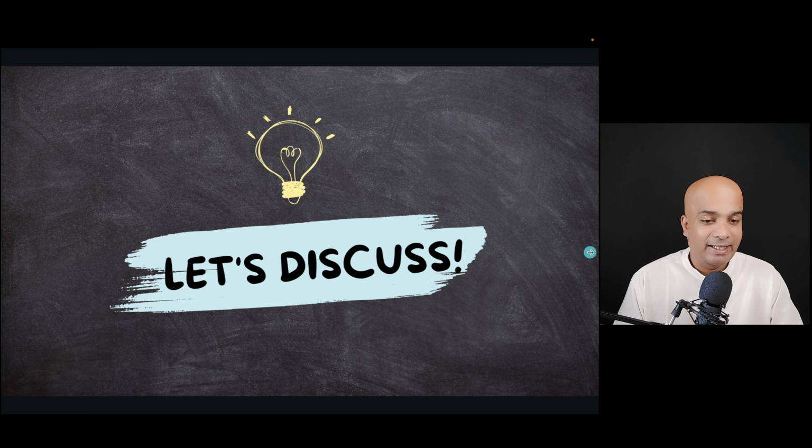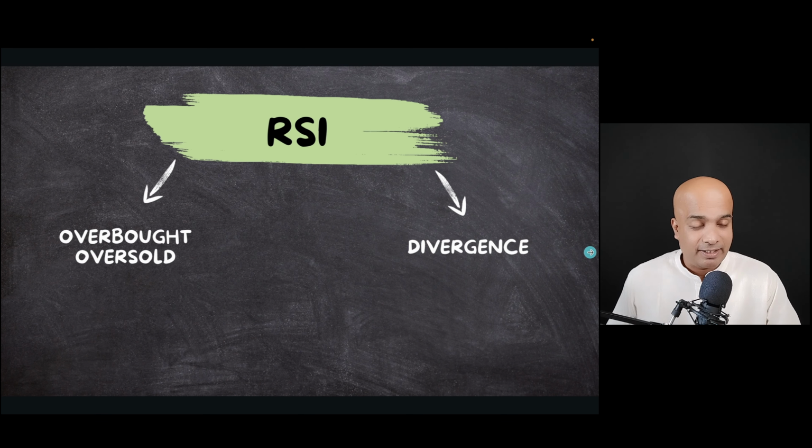Okay, I hope this is very clear. Now we will discuss the strategy. This strategy is based on the RSI indicator, the relative strength index indicator. Basically, the traditional definition of RSI is based on two things: overbought and oversold scenarios. Whenever the RSI reaches 70, they say it is overbought and they look for a short trade. Similarly, whenever the RSI is 30, they say it is oversold and they look for a long trade. But right now, as part of this video, I will not be using this. I will be focusing on divergence.